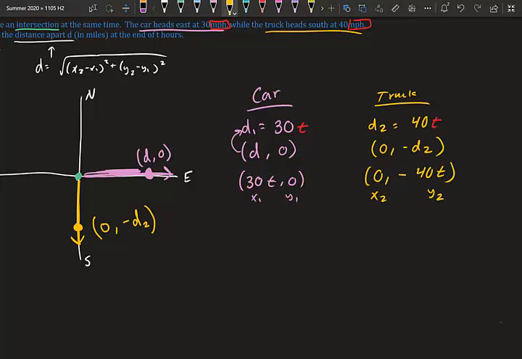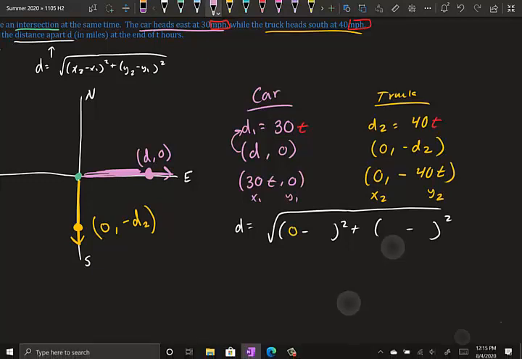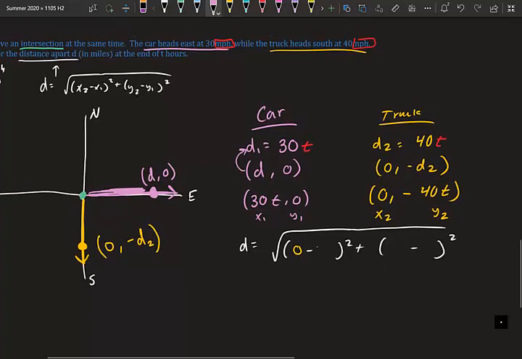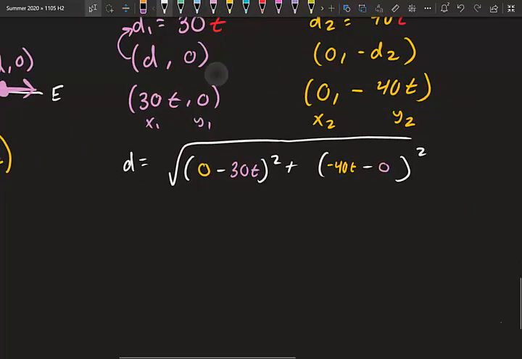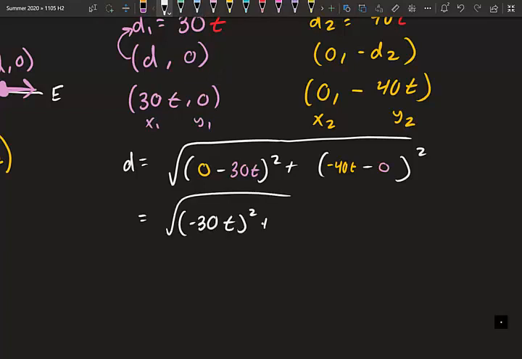Let's plug them into our formula. So we have distance equals the square root of x2 minus x1 squared plus y2 minus y1 squared. So we have x2, which is 0, minus x1, which is 30t. Then we have y2, which is negative 40t, minus y1, which is 0. All right, let's go ahead and simplify. So we have negative 30t squared plus negative 40t squared. Let's simplify.